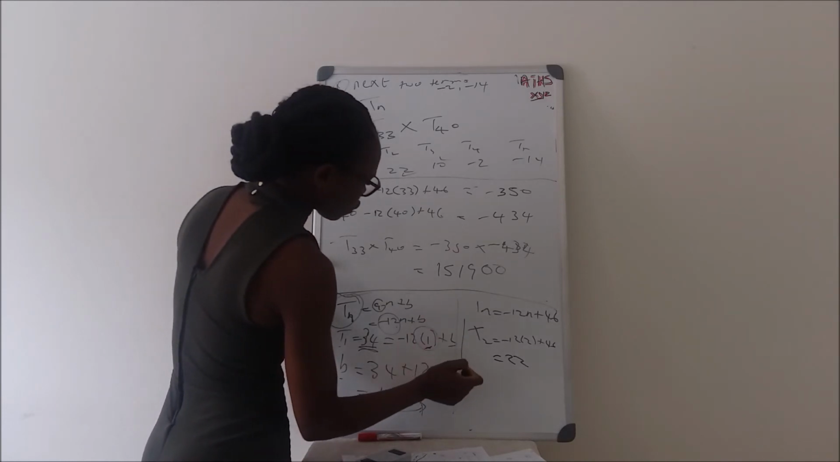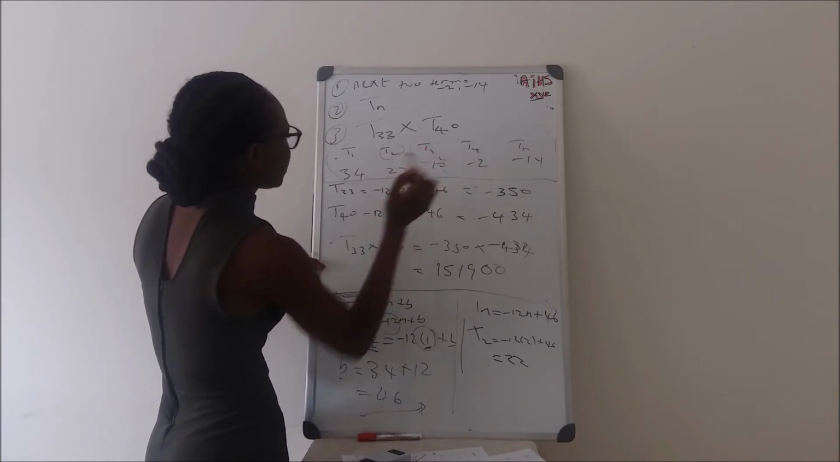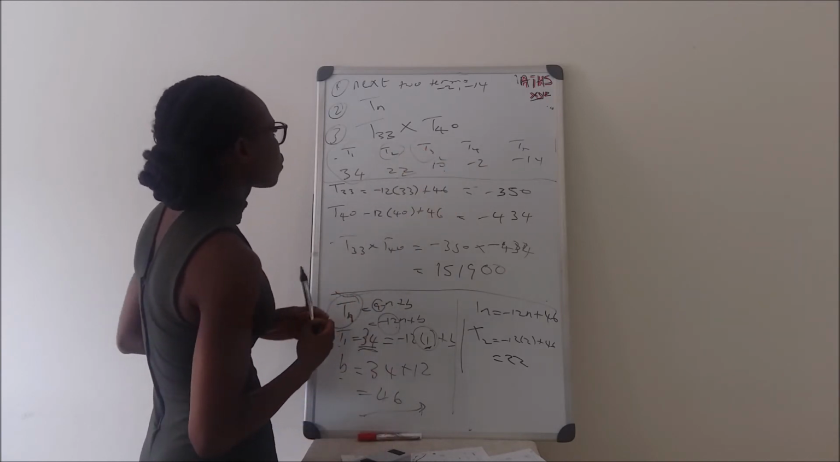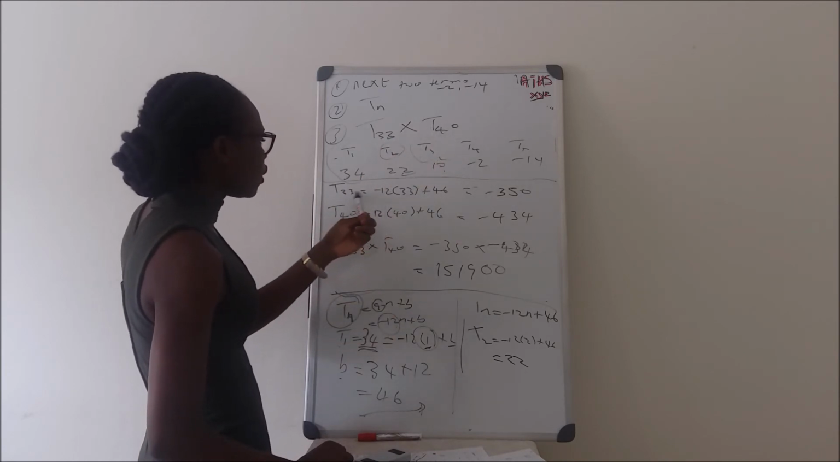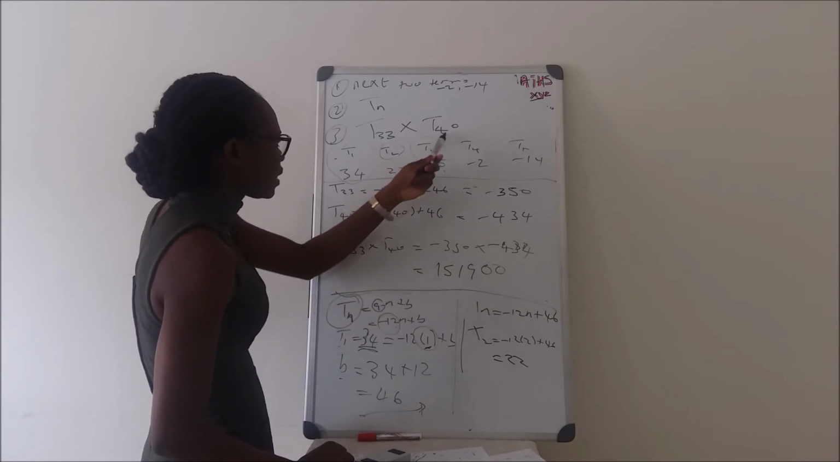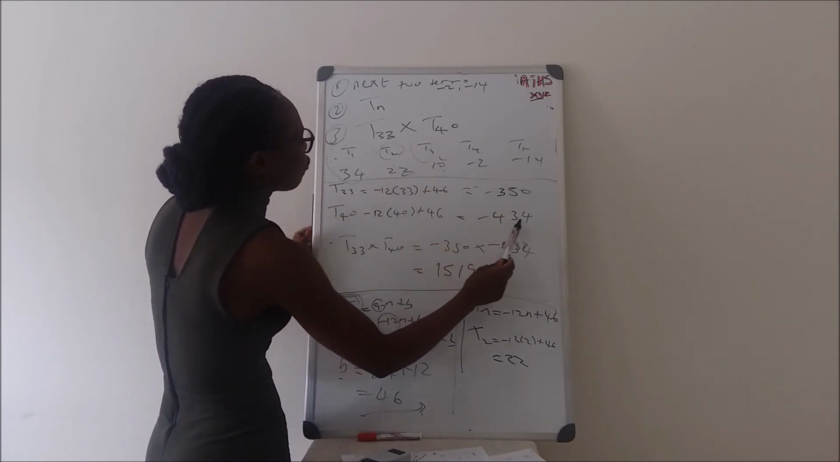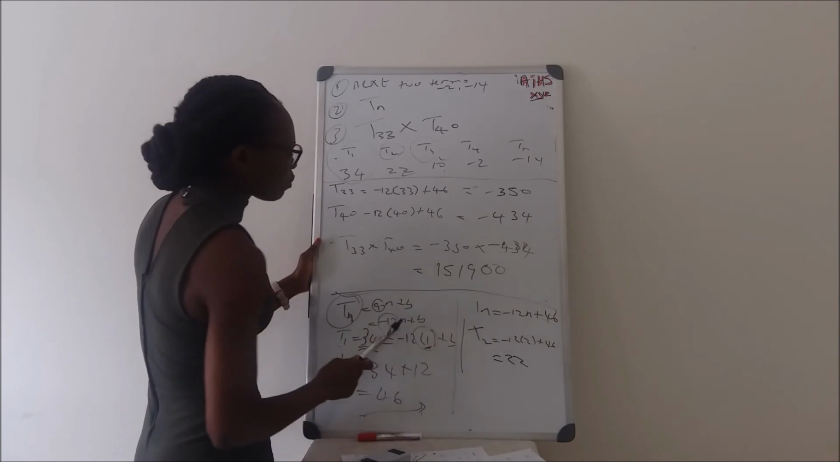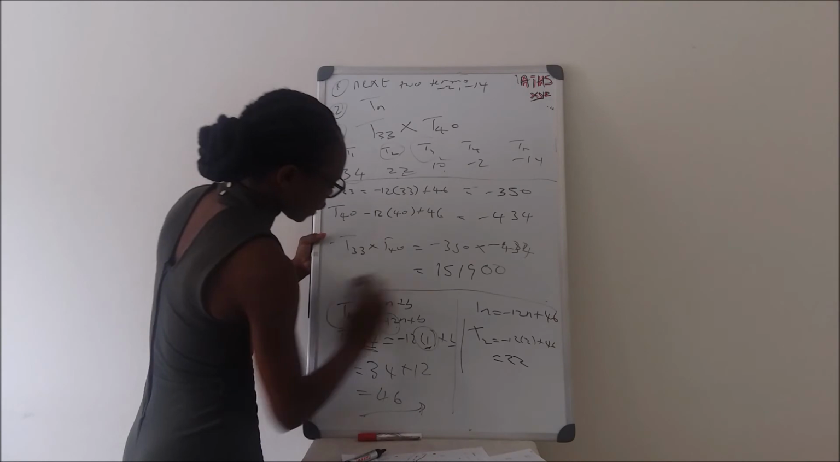To prove if b is correct, we substitute T2 to get 22, T3 to get 10, of which we found out it is correct. And to get T33 multiplied by T40, we use the very same equation, and instead of n we replace by 33, and instead of n we replace by 40. We got negative 350, we got negative 434. We multiplied them together and we got that number. Alright guys, next question.